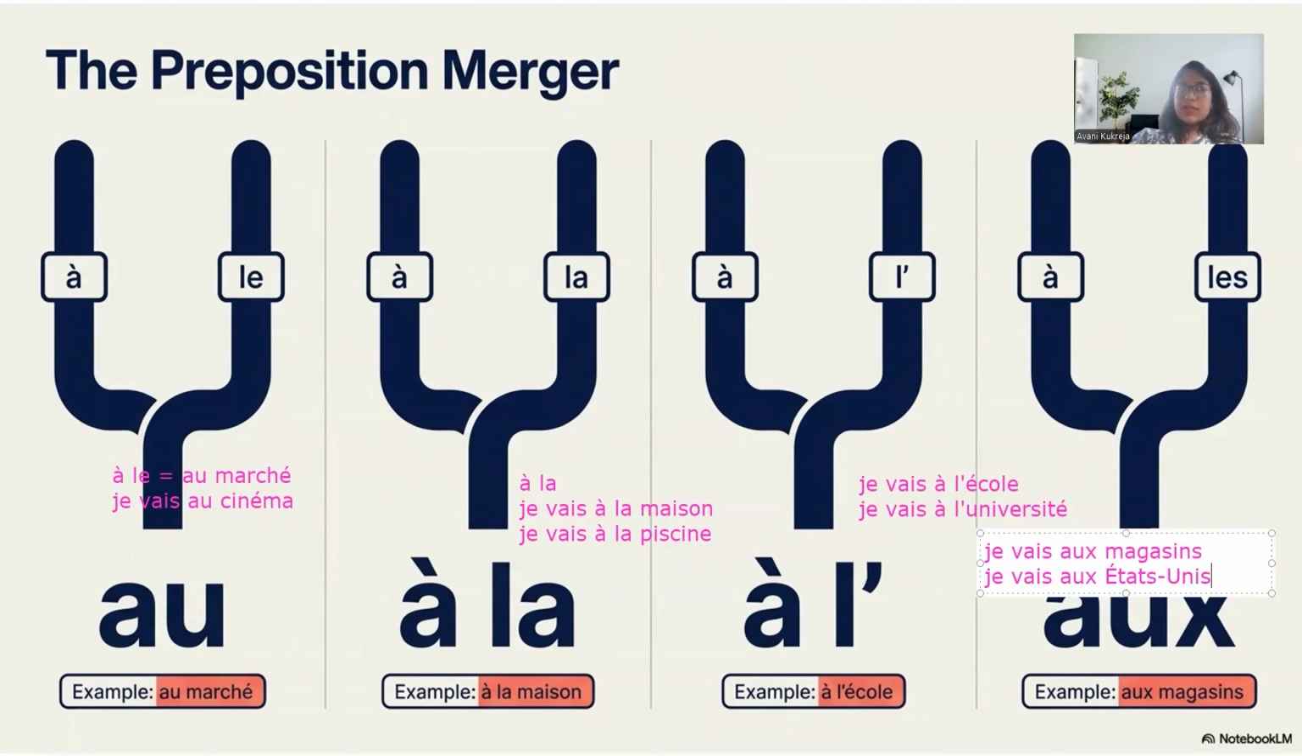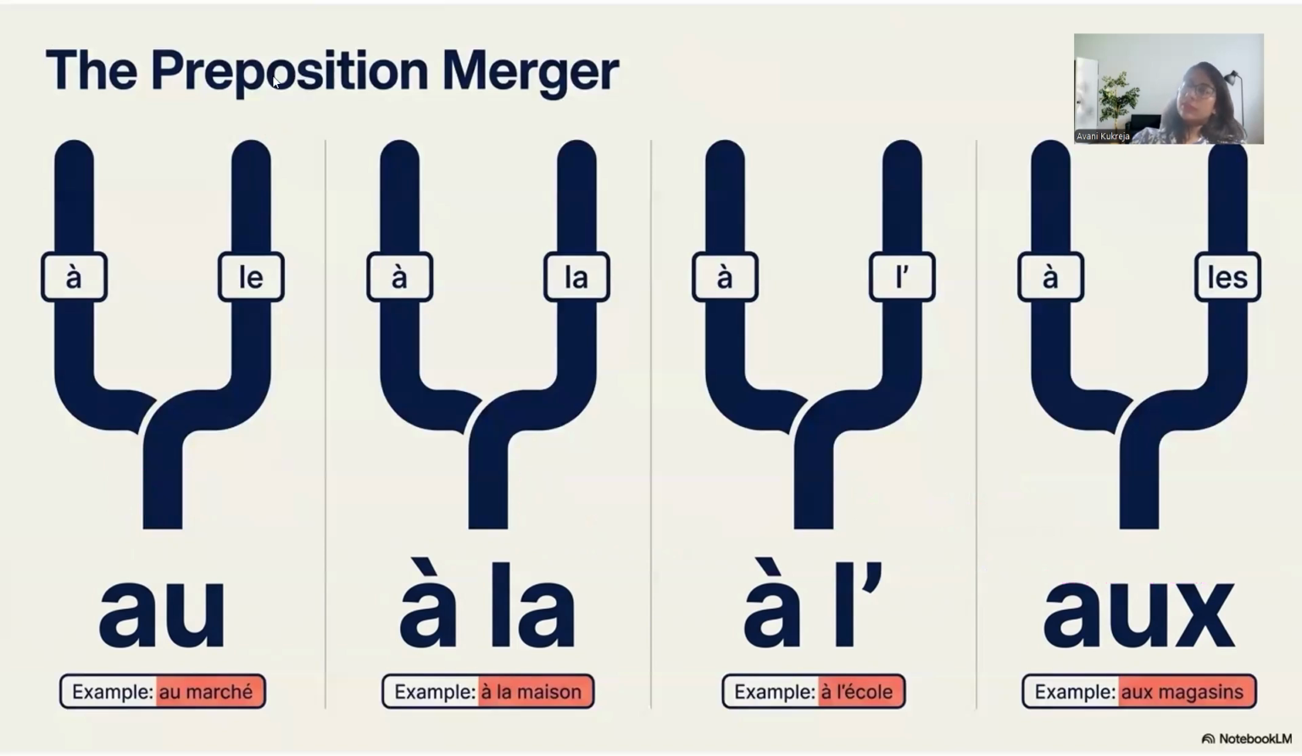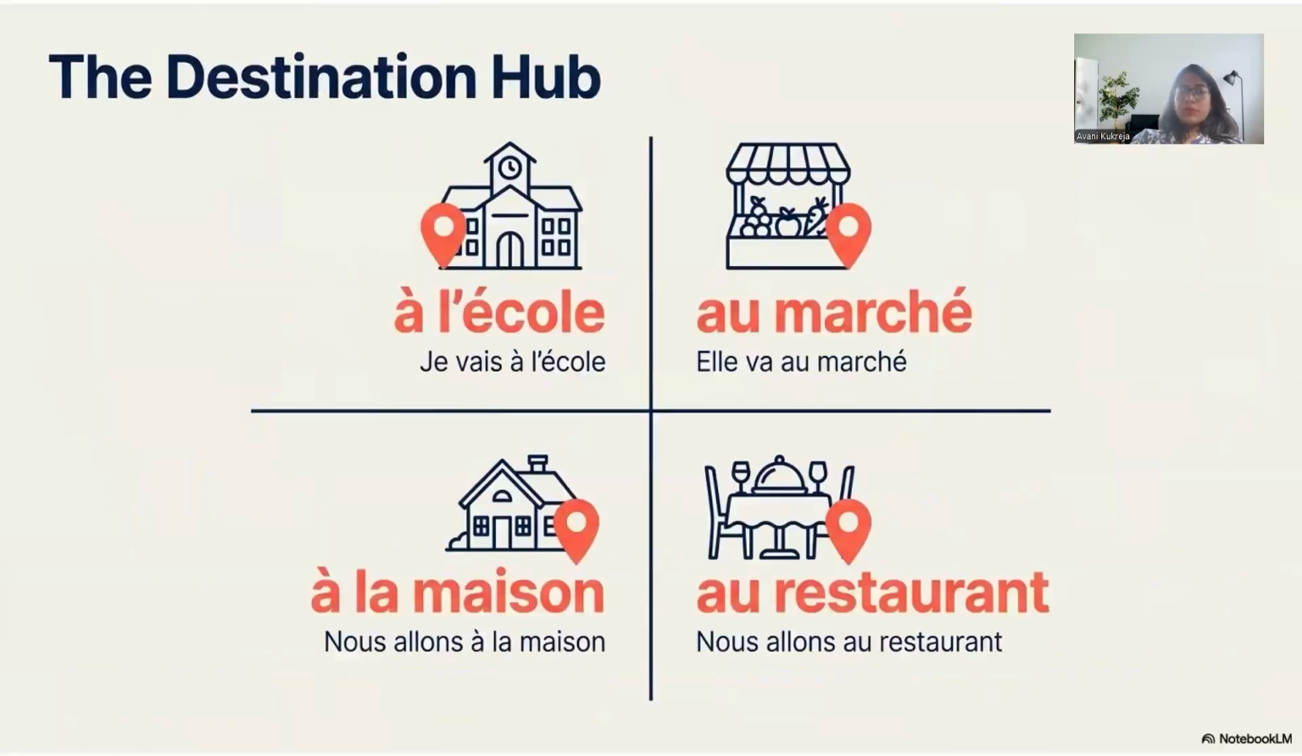So basically, the crux is that remember that A and LE form does not exist in French, so instead we use AU. And A and LES also does not exist in French, so instead we use AUX. But A LA and A L apostrophe, these forms exist, so you can continue making sentences with them as they are. Is it clear so far? Oui. This is a very important concept, and a lot of people don't get it straight at first go. Okay, moving on.